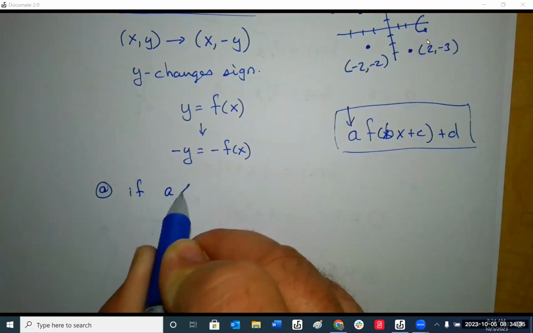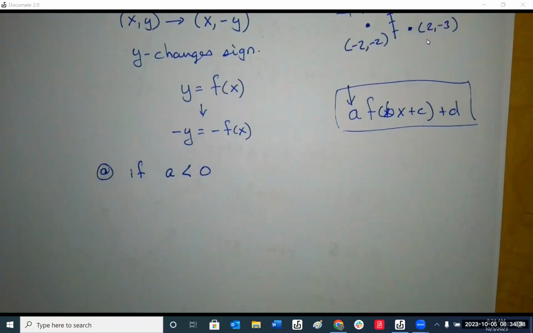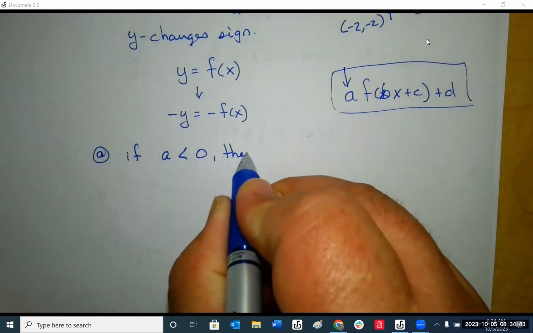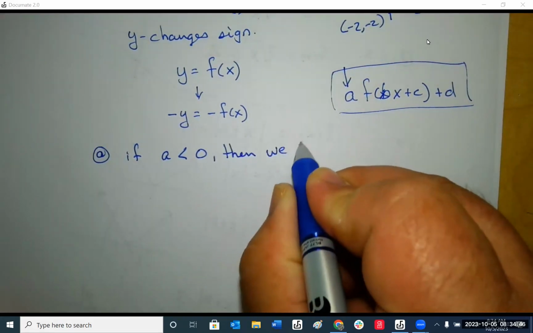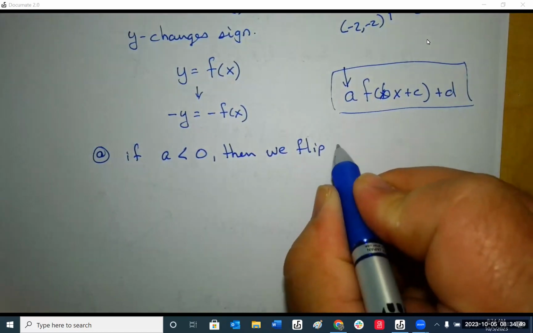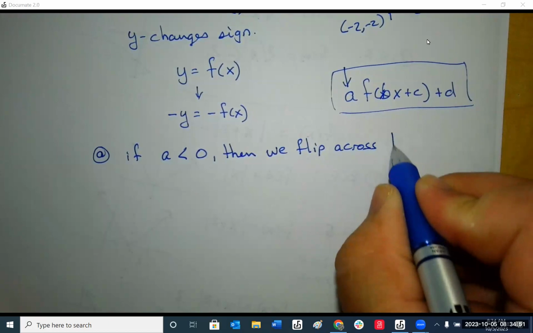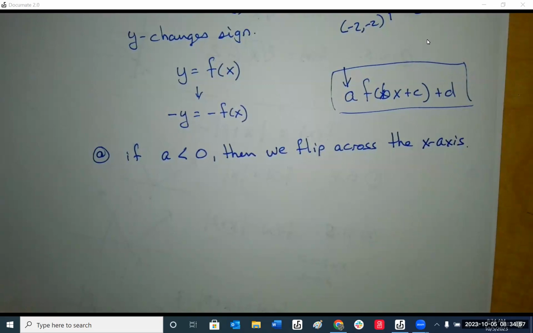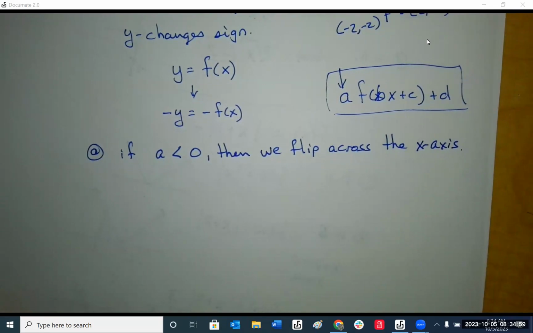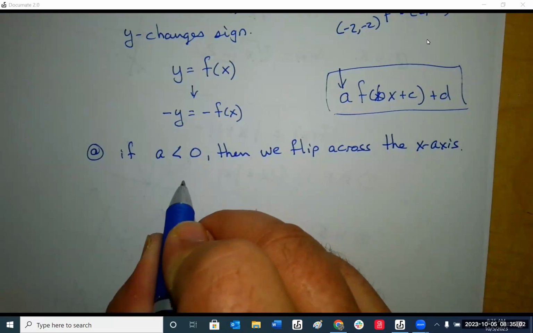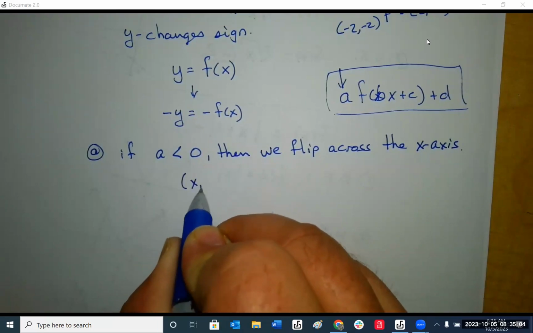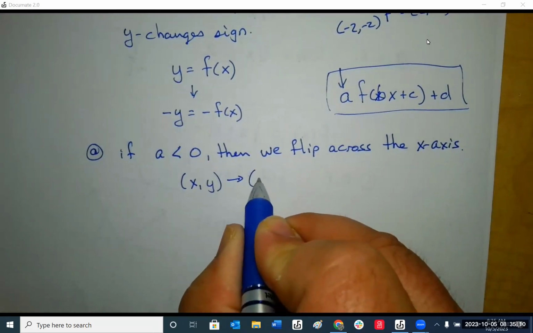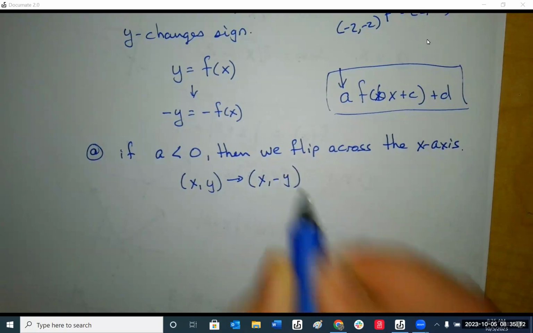If A is negative, then we flip across the x-axis. Because it goes from a positive y, it's being changed to a negative y.